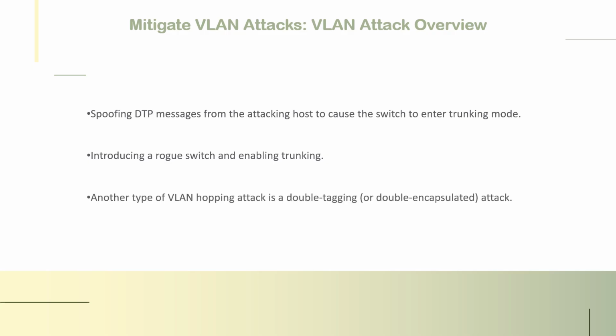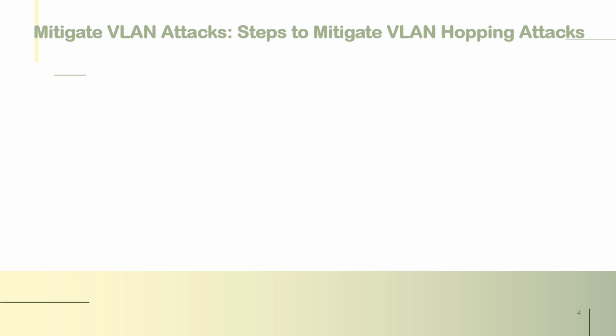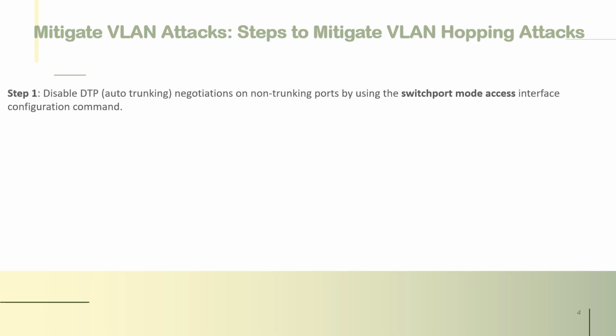And another way is a VLAN hopping attack which is a double tagging attack. This attack takes advantage of the way hardware on most switches operates. And the steps to mitigate VLAN hopping attacks are the steps that are listed in this slide.